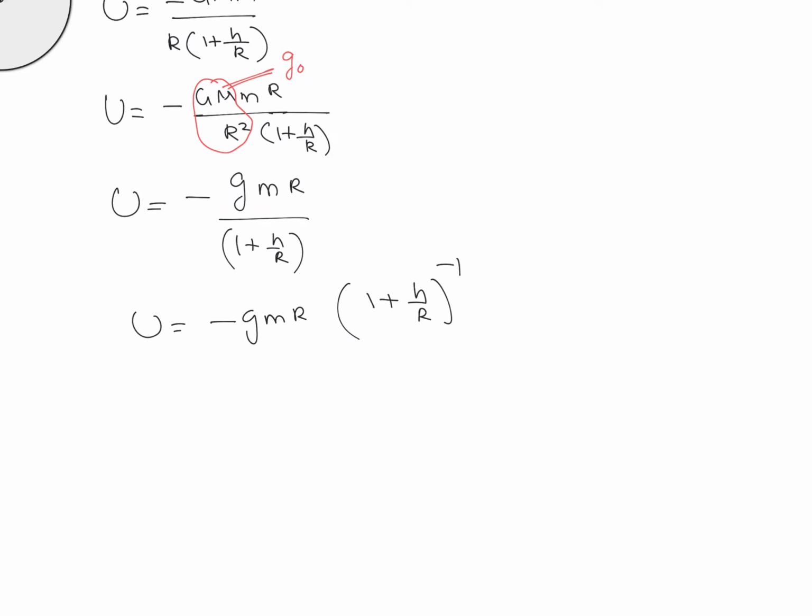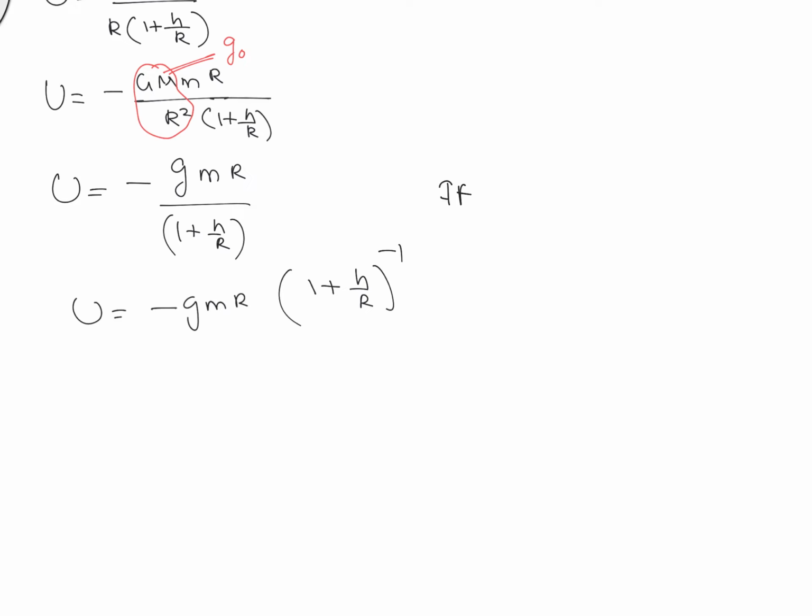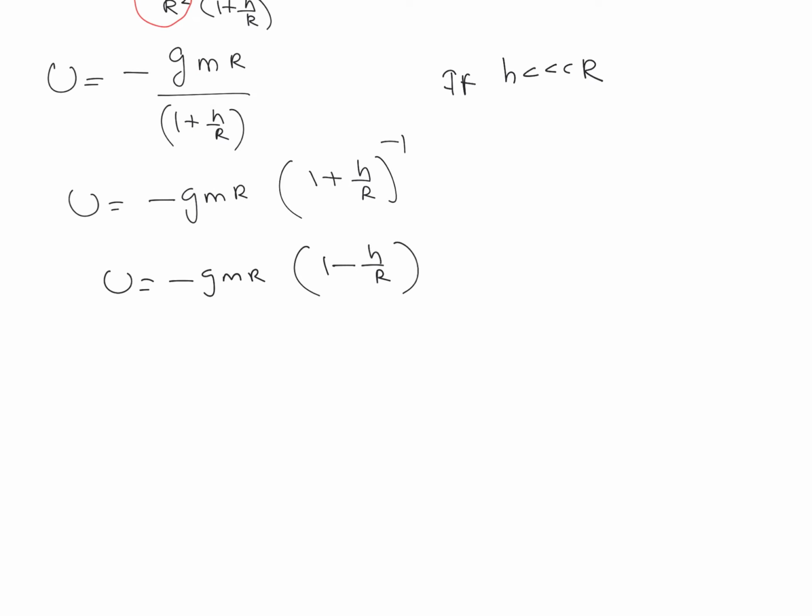Now if the value of h is much less than that of r, then we can go for a binomial expansion, that is 1 minus h divided by r. So we are using that binomial expansion: 1 plus x raised to n can be written as 1 plus n into x. So we can write this potential energy is equal to minus g into m into r. Now if I am taking r as LCM, it is r minus h divided by r.